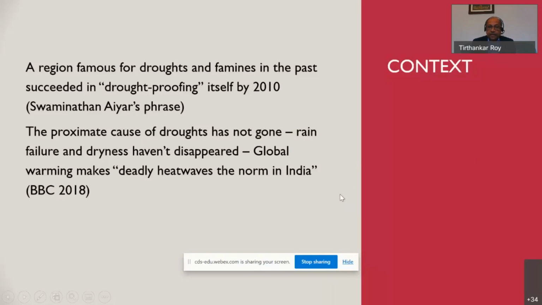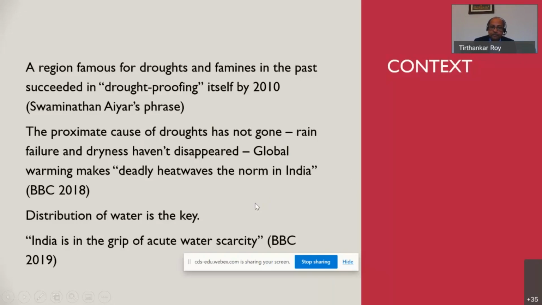This is a very big achievement, no doubt, because the proximate cause of droughts has not disappeared. That is, monsoon failure or extremely dry seasons still occur, and if anything, they're going to be more frequent than before. Most people will predict that. So what really contributed to drought proofing is both extraction of water, but also distribution of water. That's quite a key intervention. But of course, that has a long history.